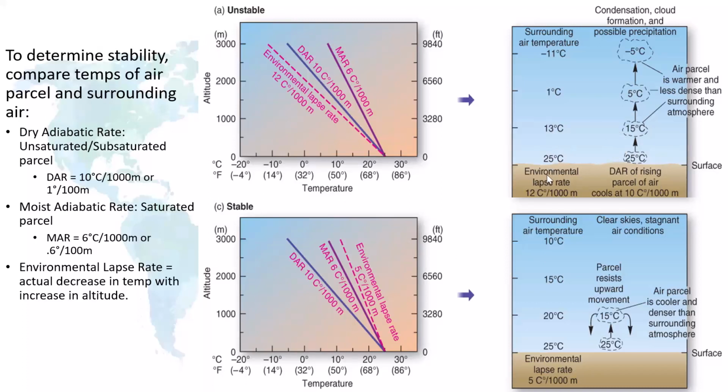We know that the environmental lapse rate cools at 12 degrees Celsius per every 1,000 meters. Our dry adiabatic rate is 10 degrees Celsius, and the moist adiabatic rate is 6 degrees. If the surrounding environmental lapse rate is 5 degrees Celsius, and our air parcel remains cooler than the environment, then it is not going to rise as fast and is going to remain stable or just may not rise at all. The environmental lapse rate is the actual decrease in temperature with an increase in altitude of that surrounding air.